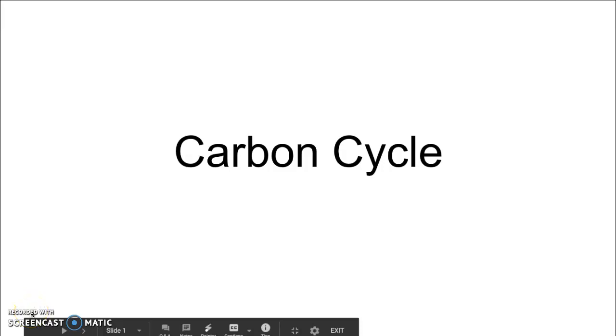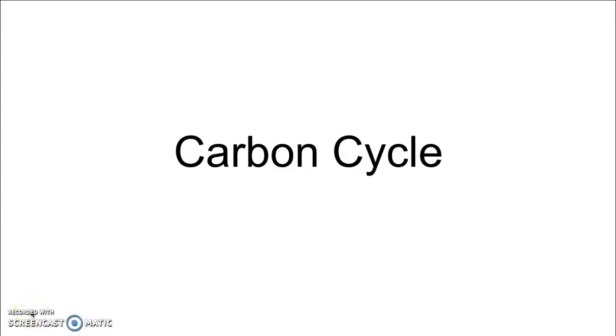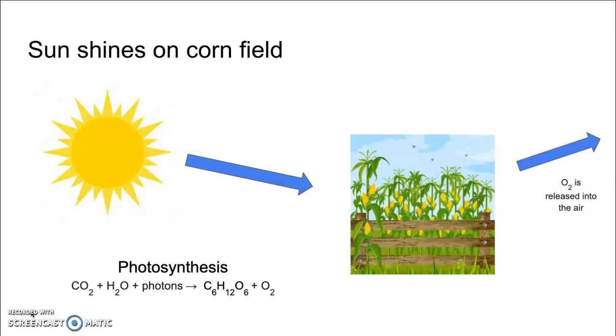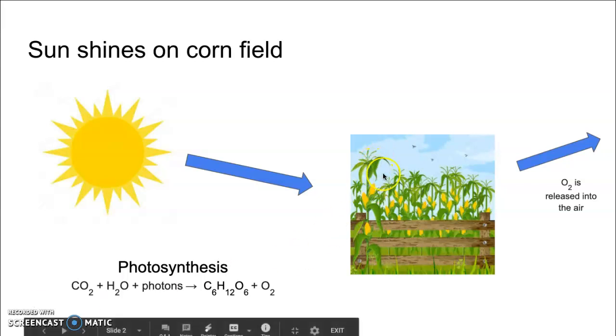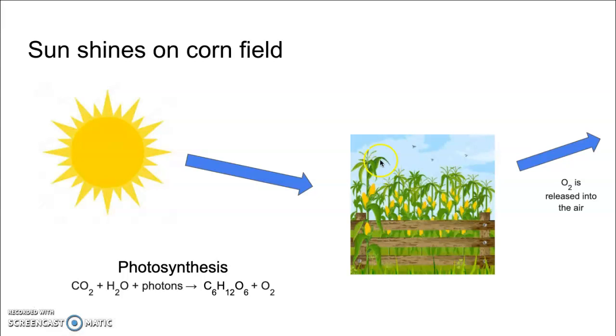This presentation is about the carbon cycle and the ways in which photosynthesis and cellular respiration work together to provide all of the living organisms in the food chain with fuel. First is photosynthesis. Photosynthesis occurs in the stomata of plants, which is the leaves of the plants. And in this example, we are going to use corn.